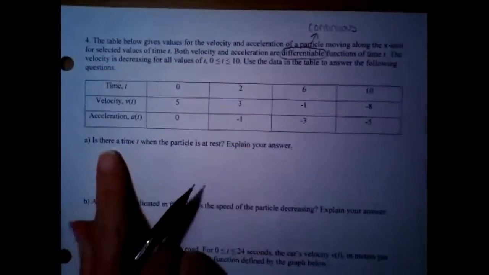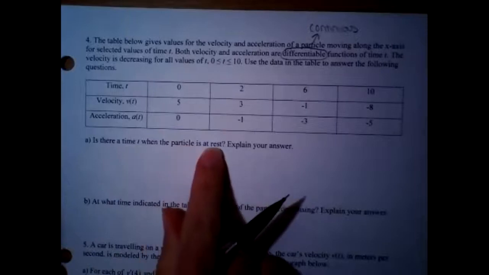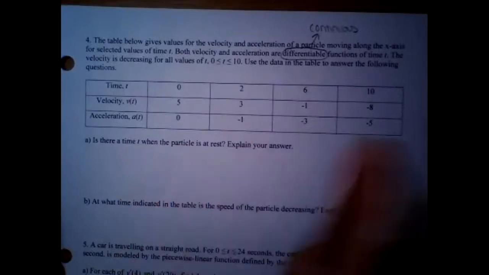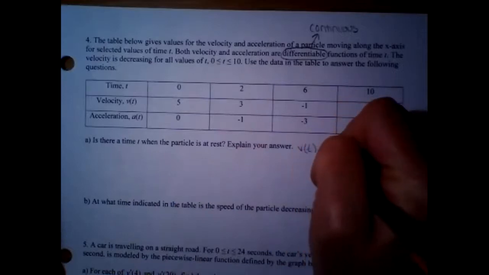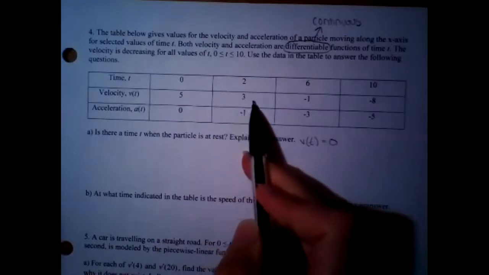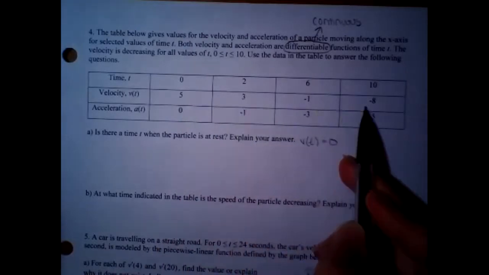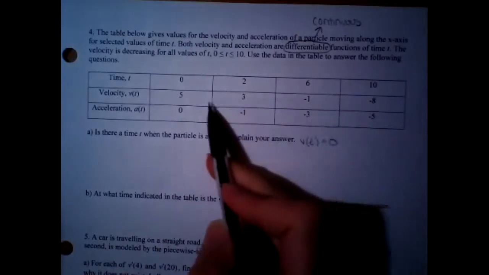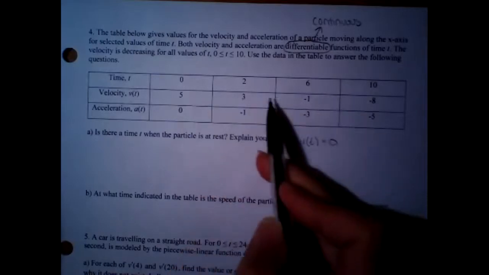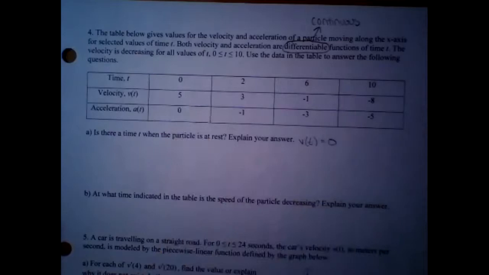All right, so cool. Is there a time when the particle is at rest? Explain your answer. All right, at rest would mean that velocity is 0. So look at these velocities, guys. Just by a yes or a no, do you think that there's a time when velocity would have to equal 0 somewhere in here? What do you guys think? Will velocity have to equal 0 at some point?